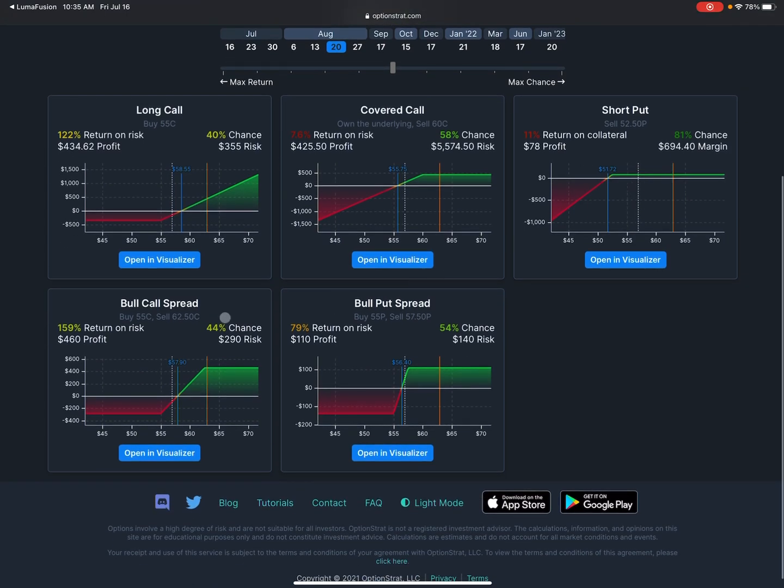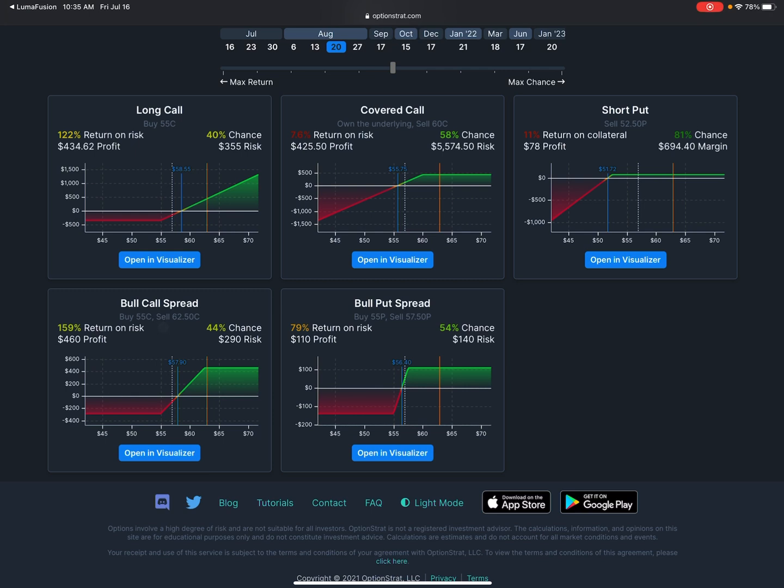One that I really like, and it's a little more risky, is the bull call spread. That means you're bullish about a stock, and you buy a call, but you also sell a call at a higher strike price.